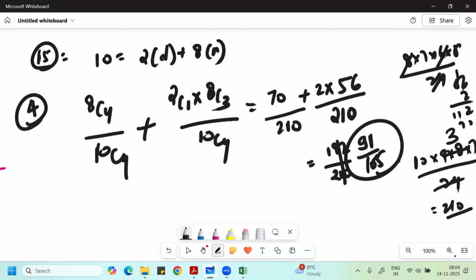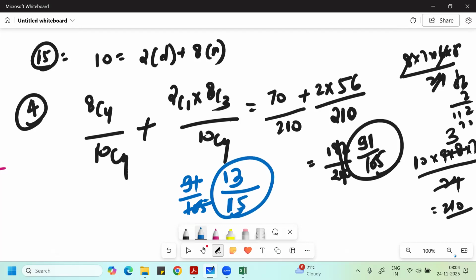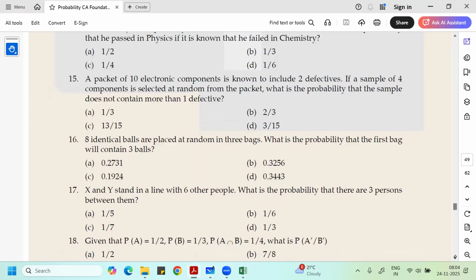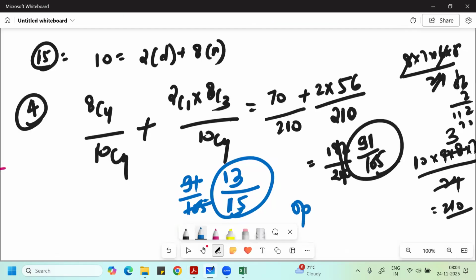So 15 sevens, you get here 91 by 105. If you divide it by 7, 13 sevens are 91. And if you divide 105 by 7, 15 sevens is 105. So the answer for this would be 13 by 15. Option C is your answer. Question number 15, answer is option C.